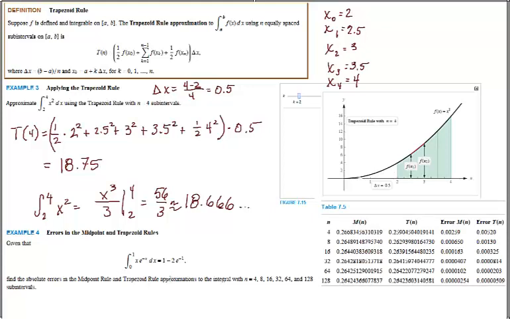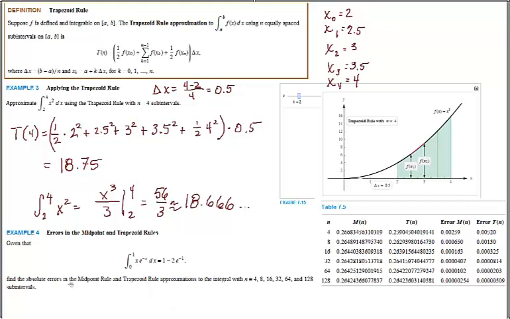Alright, in order to find the errors in the midpoint and trapezoidal rules, you do have to know the exact value of the integral. Note they gave you the exact value of the integral here. It is 1 minus 2e to the negative 1. We could have figured that out, but it is known.